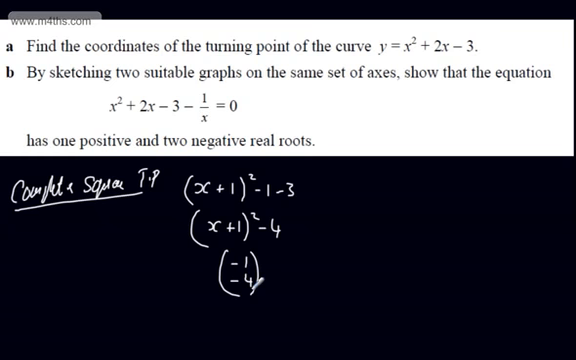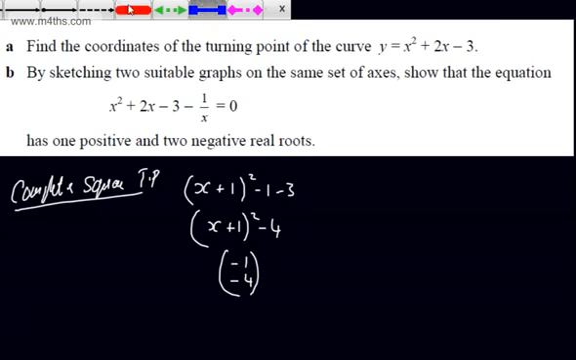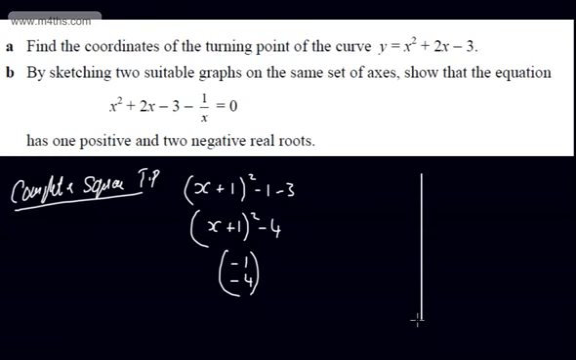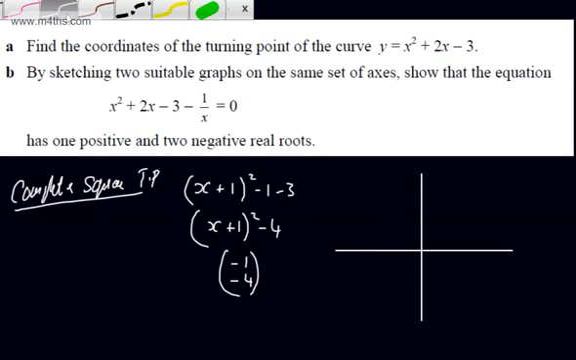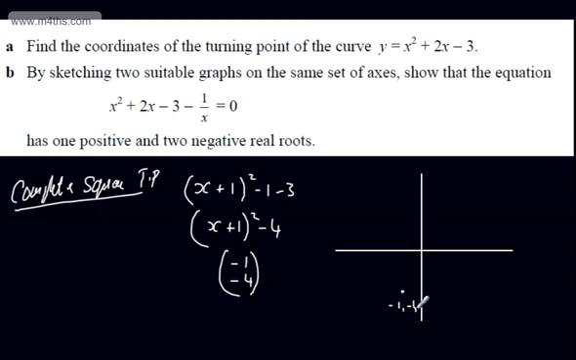So let's go ahead and do that, and I'll draw a quick sketch. So what happens then is the following. We're going to have now something that looks, give or take, like so. So we're going to have now minus 1, minus 4. Let's put this just here. That's going to be minus 1 comma minus 4.